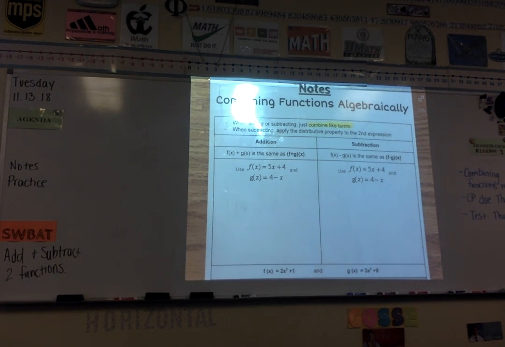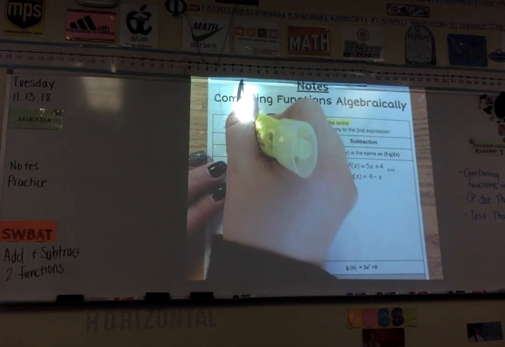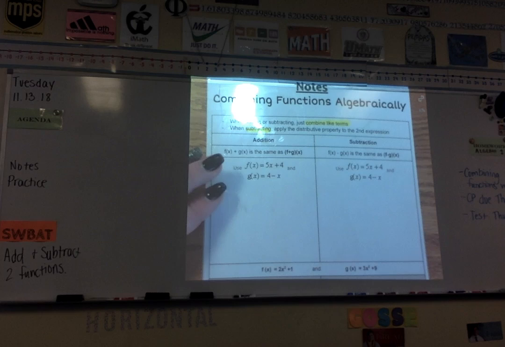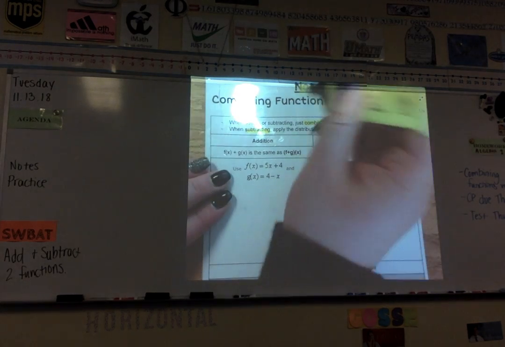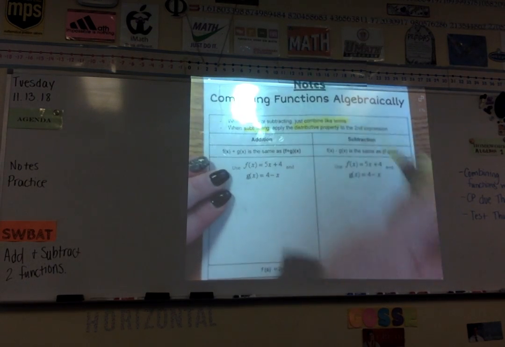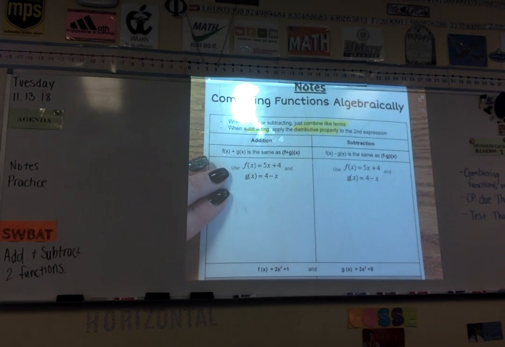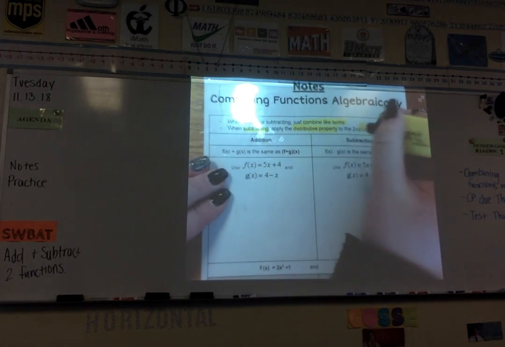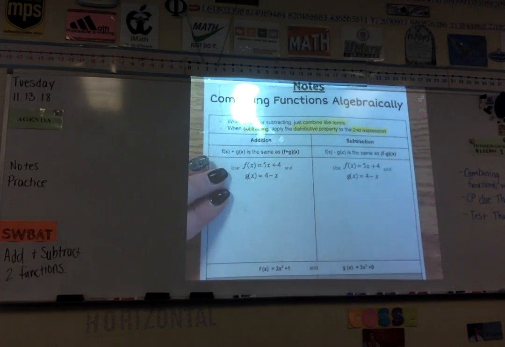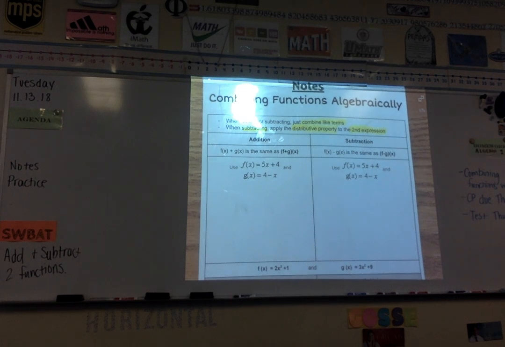The second bullet says when subtracting. Does it say addition? No. So only with subtracting. So I'm also going to highlight subtracting. Apply the distributive property. I'm going to highlight distributive property to the second expression. Does it say to both expressions? No, just the second expression. So I'm going to highlight that as well. So again, when subtracting, apply the distributive property to just the second expression.